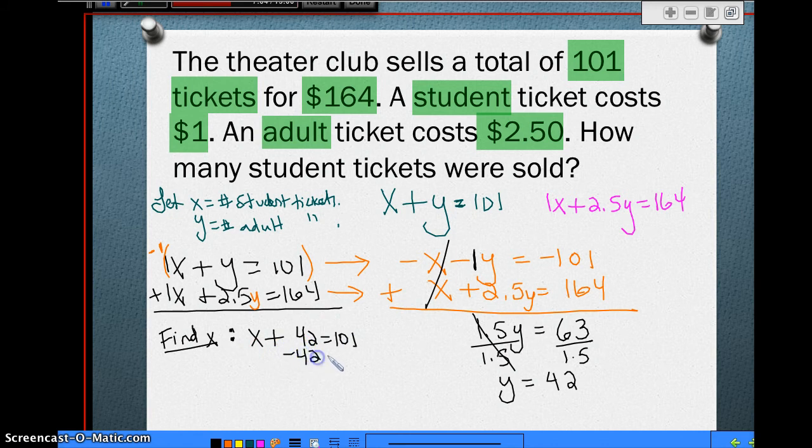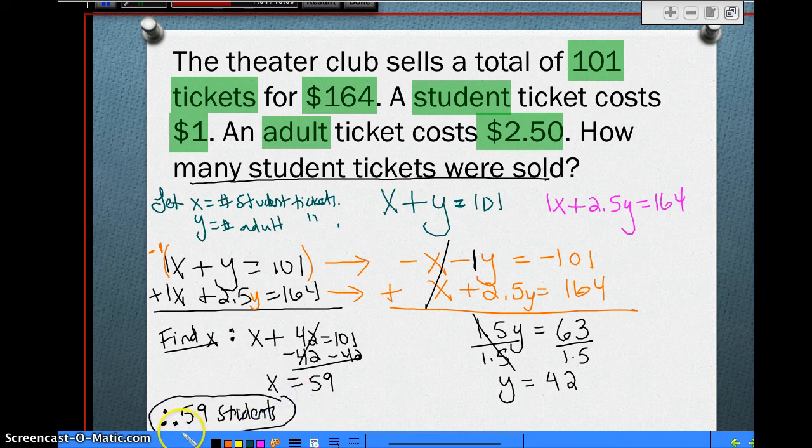Subtract 42 from both sides. So I have 101, and I'm going to subtract 42. And I'm going to get x is equal to 59. Therefore, that means that you have sold, answering the question, how many student tickets were sold? That would be 59 student tickets. Don't forget though, guys, even with word problems, you're going to have to do your checks.